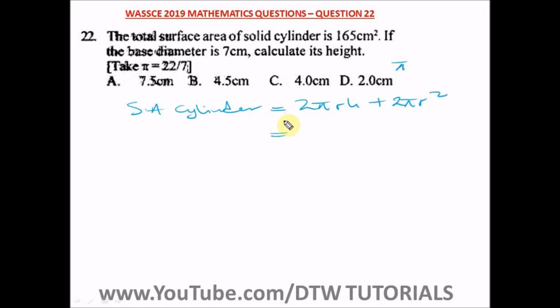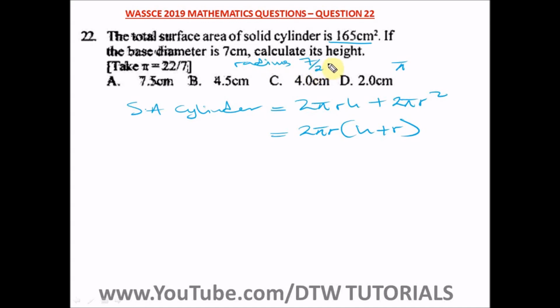If you simplify this further, we're going to have 2πr(h + r). So from here, we've been told that the total surface area is 165, the diameter is 7, and we are to calculate its height.